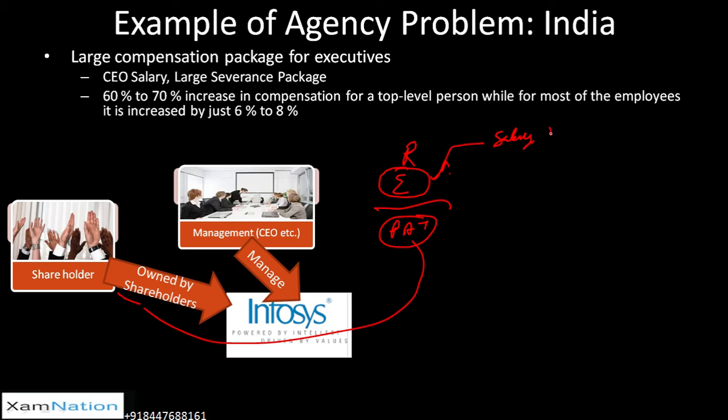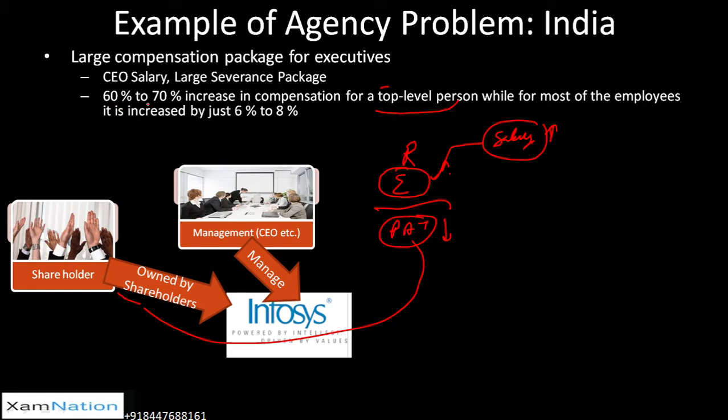So I am not saying that salary should not be increased. But if it has increased disproportionately, for example, a 60 to 70% increase in the compensation of the top-level managers, then there will be less PAT left for the shareholders. In a way, you can say that management is going against the shareholders' interest, the principal's interest. The contention is that the top-level person's salary has increased by 60 to 70%.